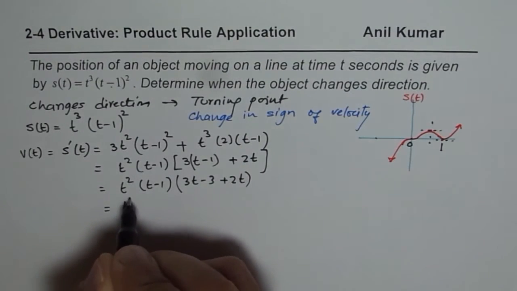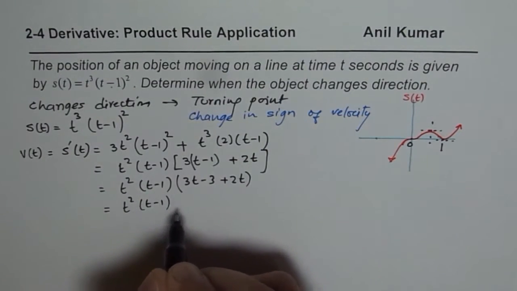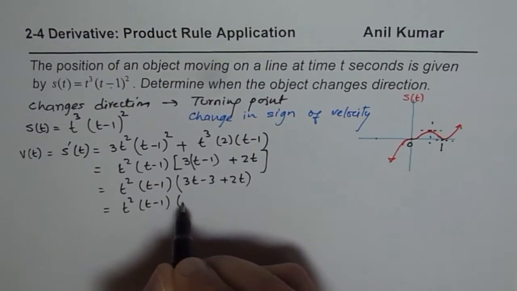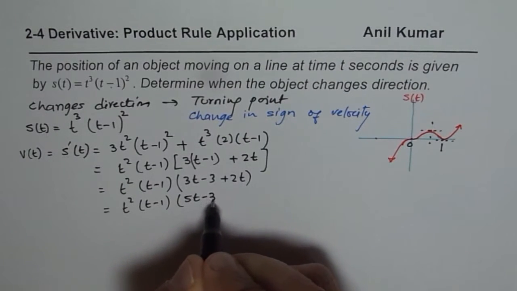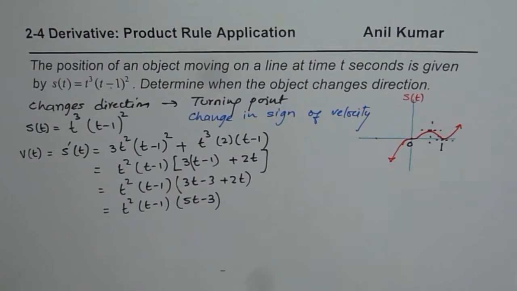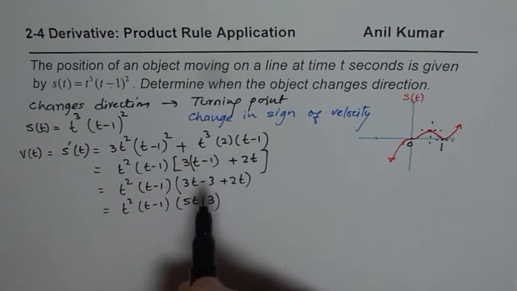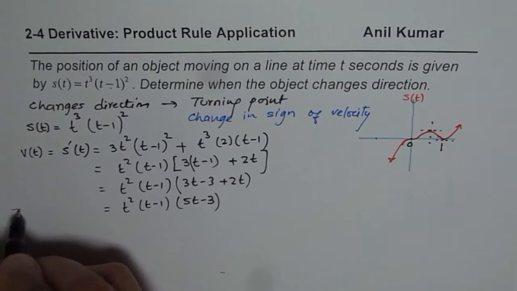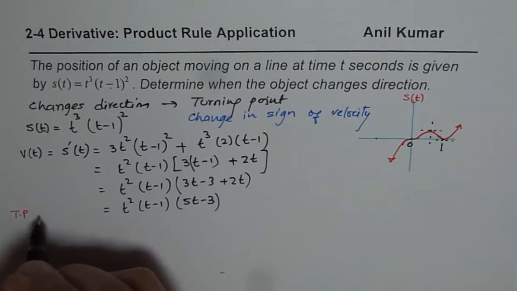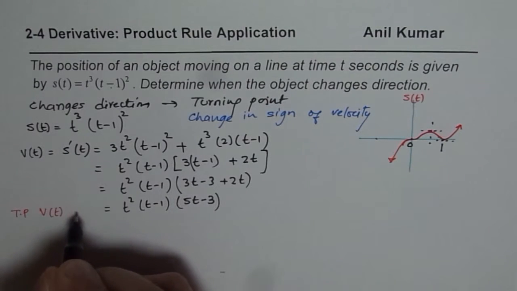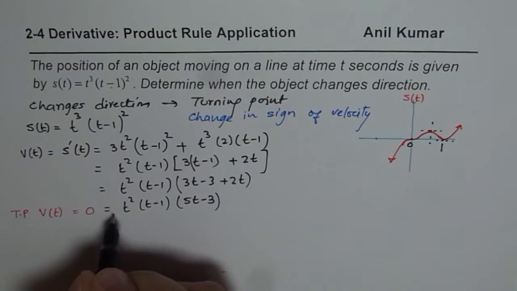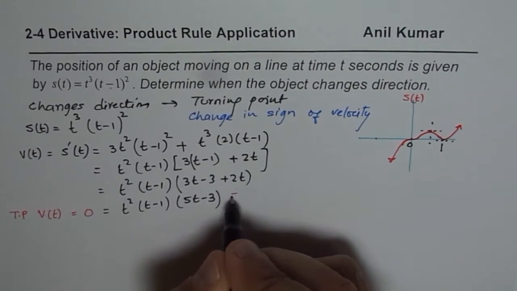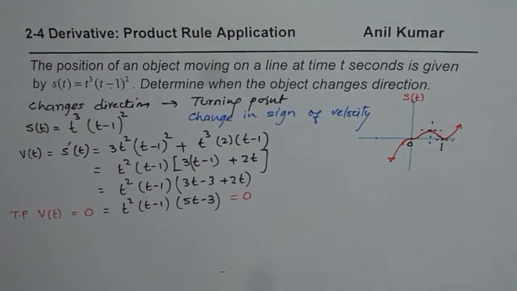That gives us t squared times t minus 1. 3t plus 2t is 5t minus 3. Now at the turning point, we know velocity is 0. So at the turning point, we know velocity v of t should be equal to 0. So this velocity will equate to 0. Let's equate this to 0 and find the value of t.